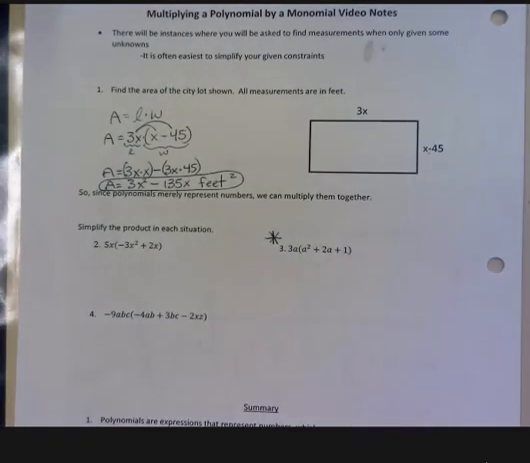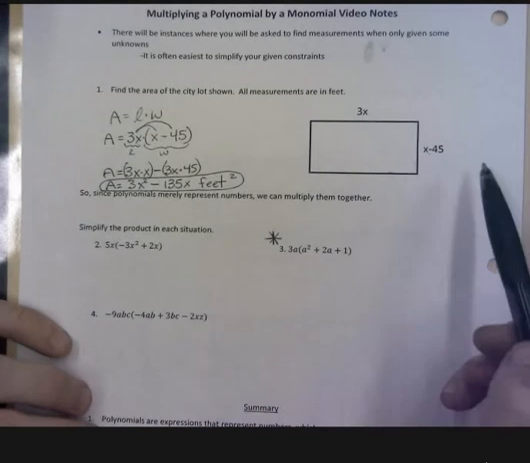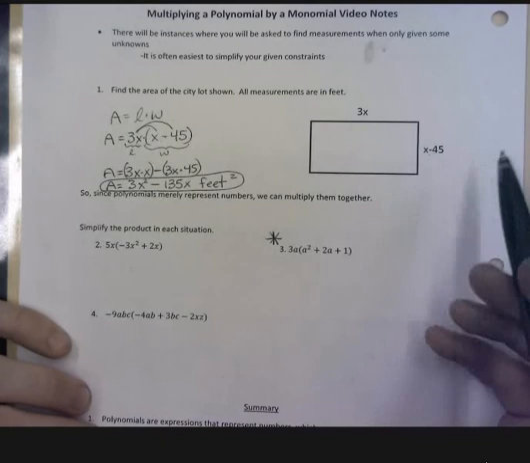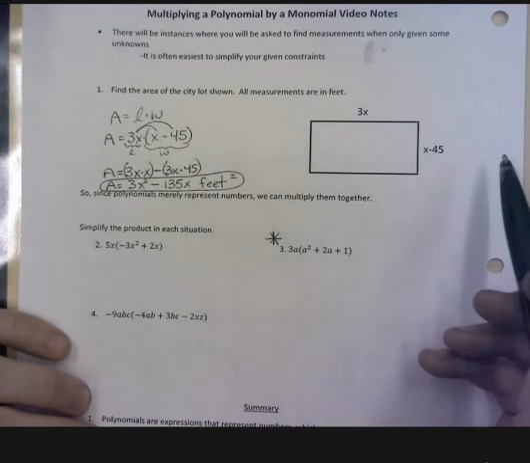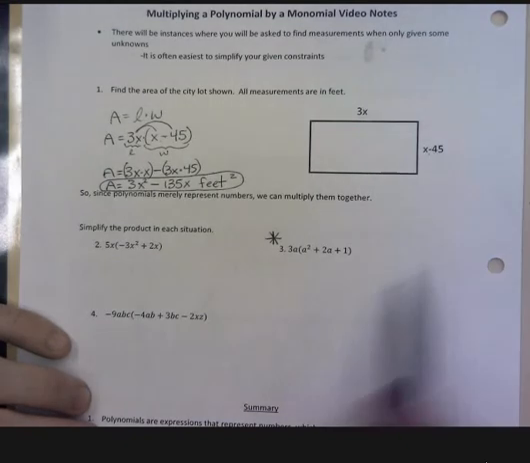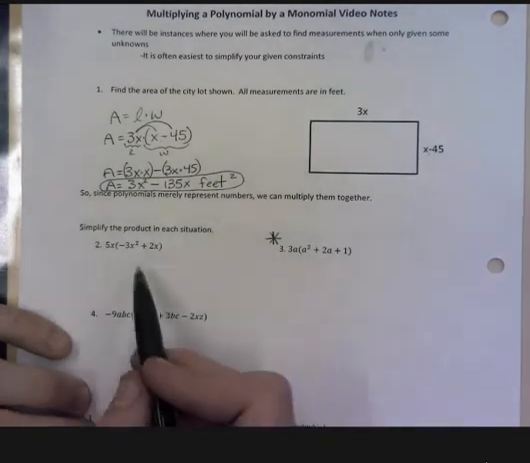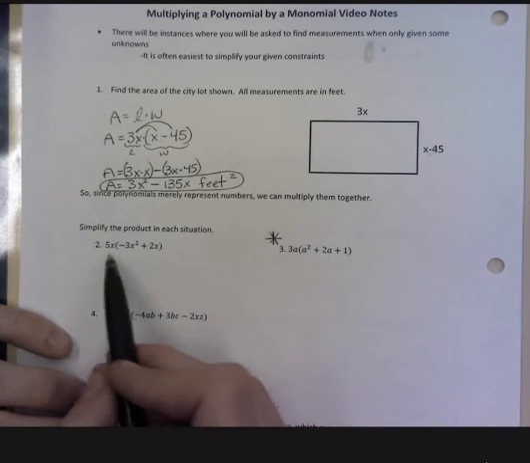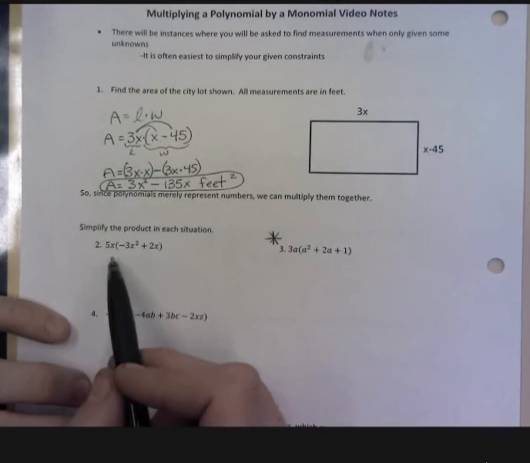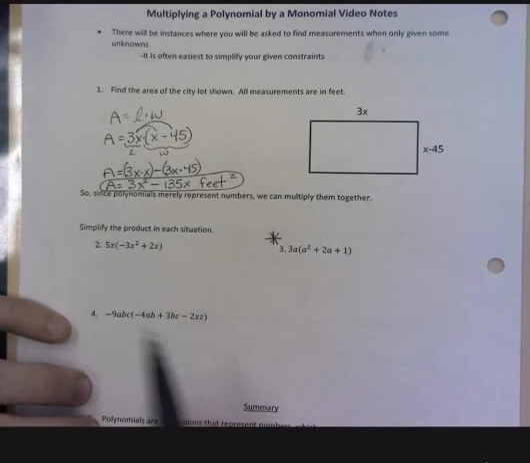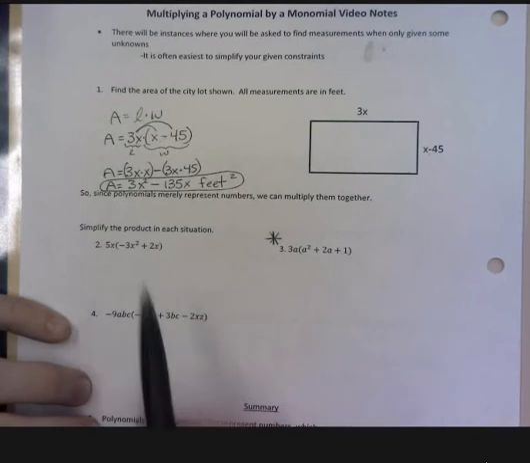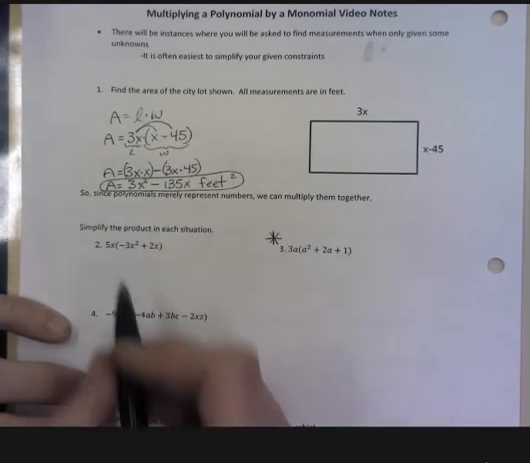This should make sense because, as we talked about last video, polynomials are simply representing numbers. And we know that we can multiply numbers, so you can do the same thing using polynomials. So a little less legitimate situation, a little more practice here. Down at number 2, simplify the product. Basically, I have 5x times the quantity negative 3x squared plus 2x. Well, it's pretty simple. Let's distribute.